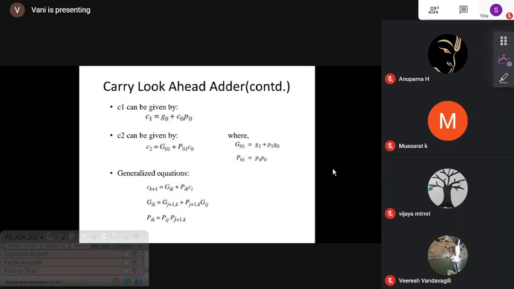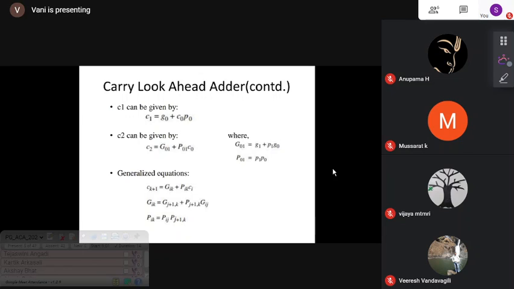We know that C1 is equal to G0 plus C0 into P0. That is, C1 is high if the first block of carry generate is high, or the first block of carry propagate and carry in are high. So similarly, we can write the equation for C2 as well. C2 is given by G01 plus P01 into C0.